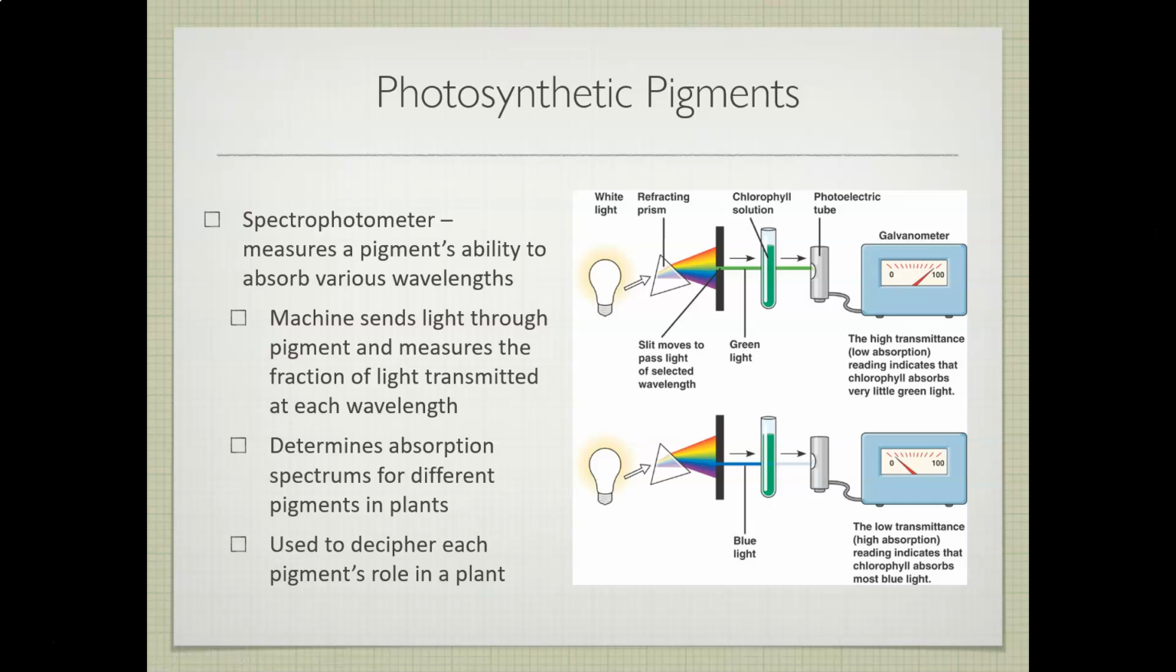Spectrophotometers are these devices that measure the pigment's ability to absorb various wavelengths. So it's a machine. You take a solution, in this case they're showing you chlorophyll here, and you stick it into the machine, and that machine has a white light and a refractive prism so we can break out and adjust the wavelengths that are going through this slit one at a time. We transmit that light through our specimen, through our solution, and there's a photoelectric tube on the other side that is measuring the absorption.